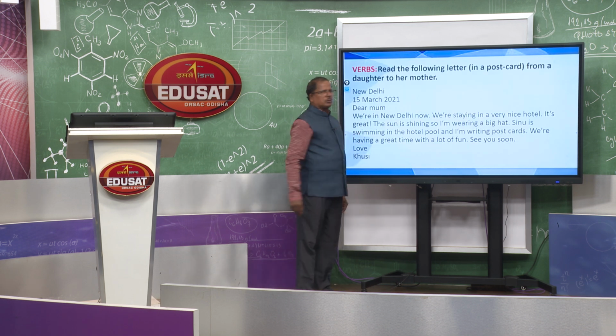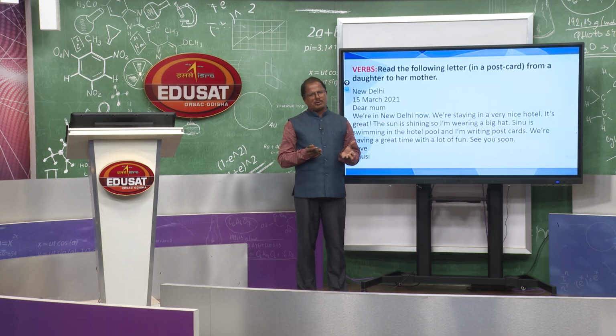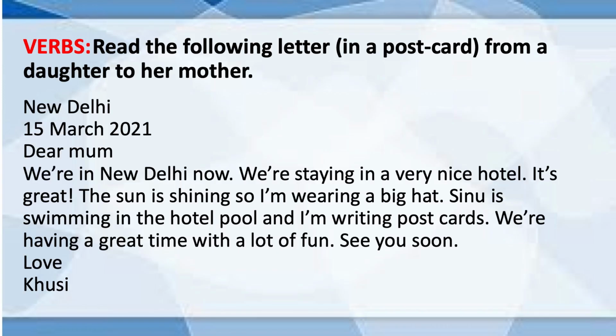So, let us go to the verbs. We have discussed nouns and how to identify nouns, and we have also done one exercise. Read the following letter in a postcard from a daughter to her mother, New Delhi, 15 March 2021. Dear mom, we are in New Delhi now. We are staying in a very nice hotel. It is great. The sun is shining. I am wearing a big hat. Sinu is swimming in the hotel pool, and I am writing postcards. We are having a great time with a lot of fun. See you soon. Love, Khushi, right.